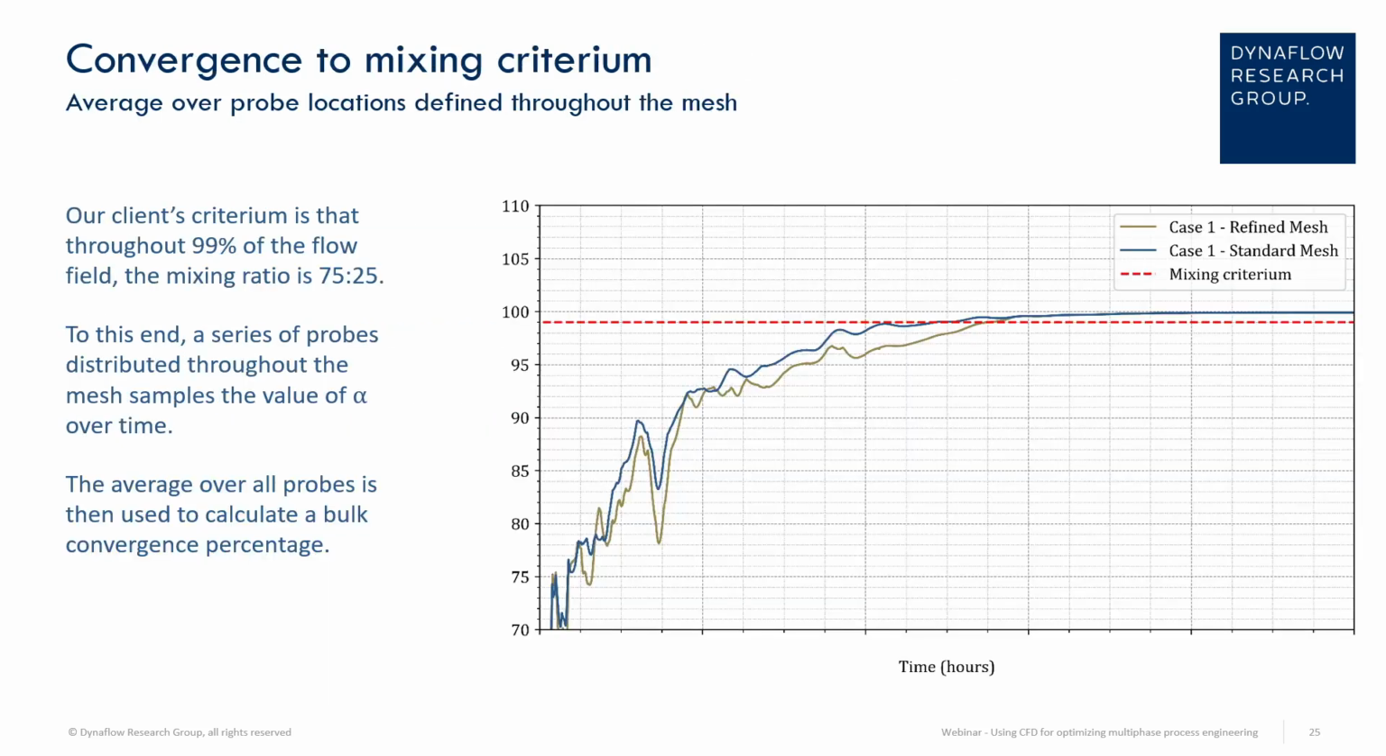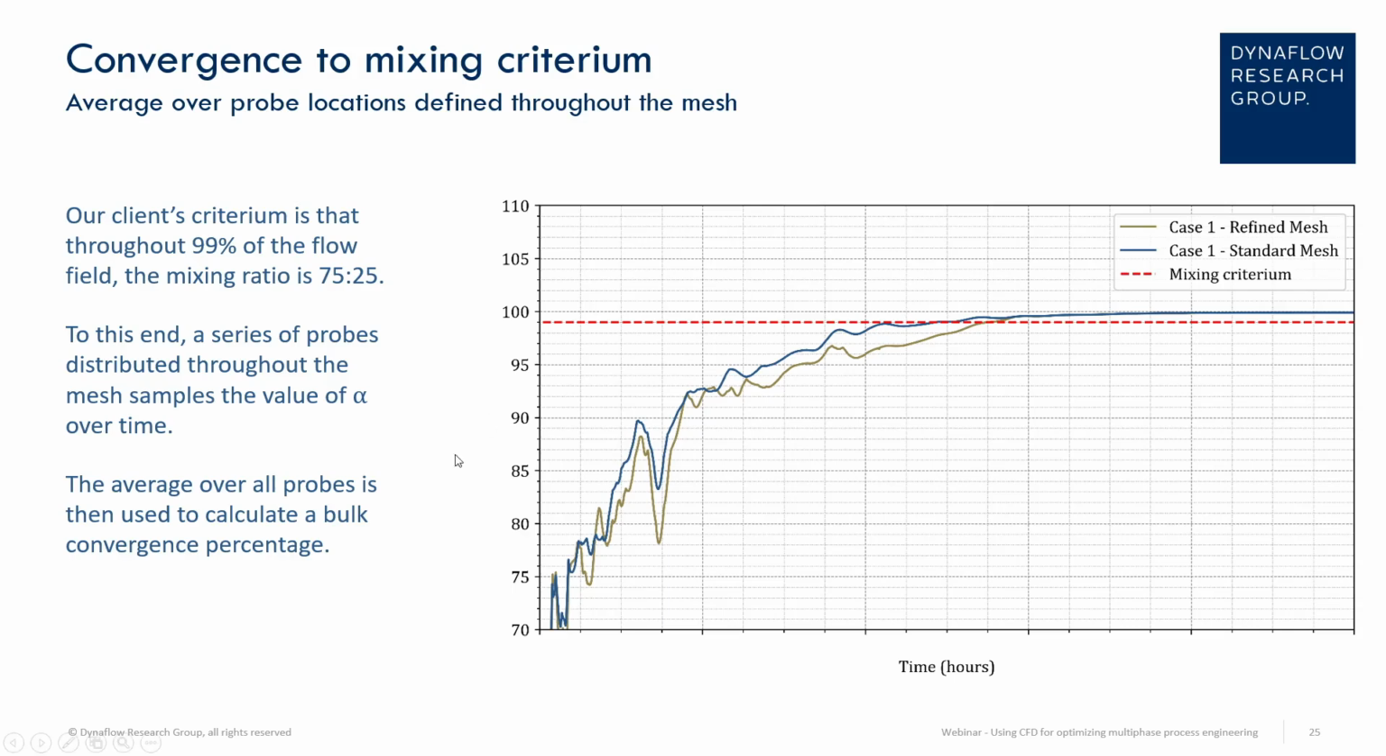Our client's criterion for mixing was that throughout 99% of the flow field, the mixing ratio in each cell would be 75 to 25. So to this end, in our CFD model, we have modeled a series of probes distributed, which samples the value of alpha over time. And then if you consider the average over all probes, you can calculate a bulk convergence percentage.